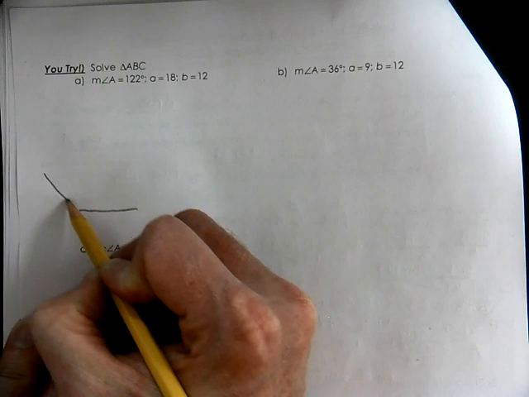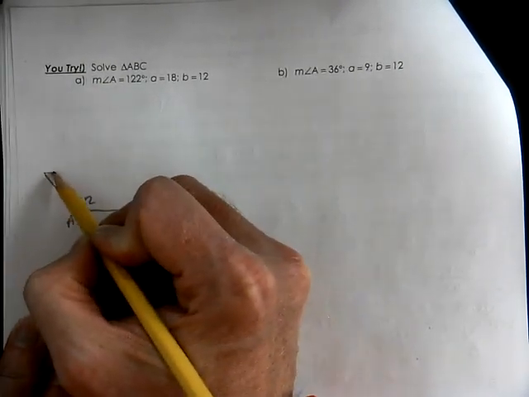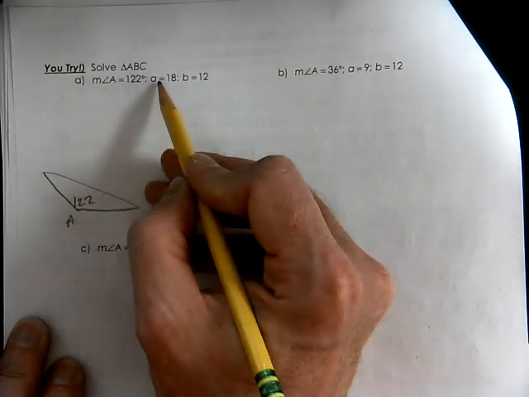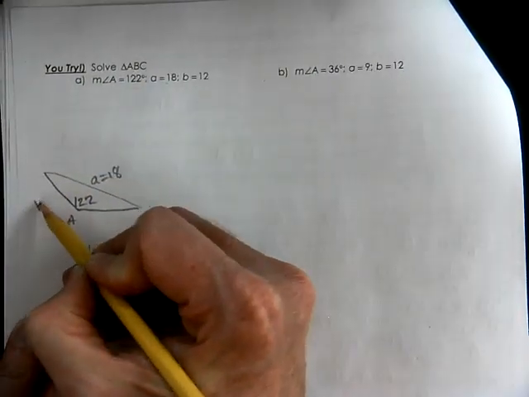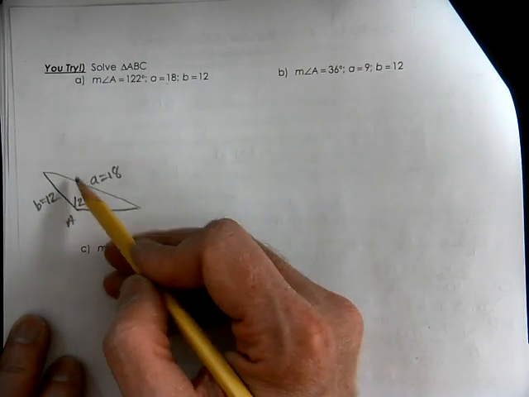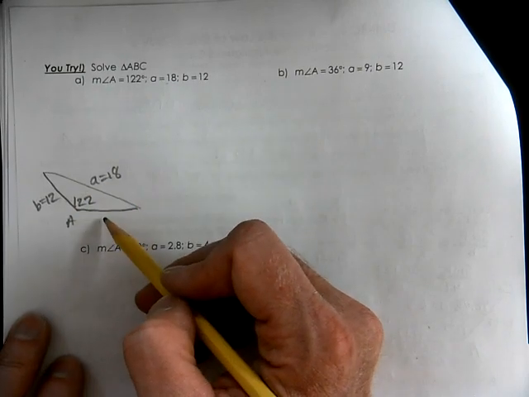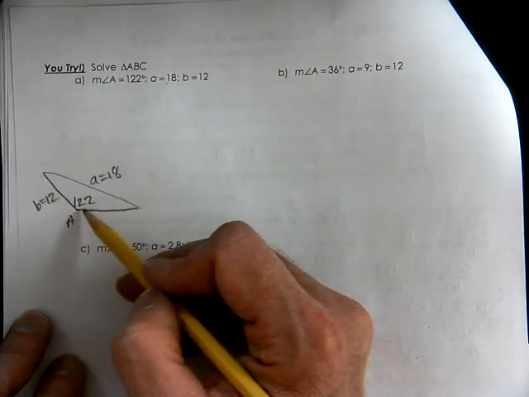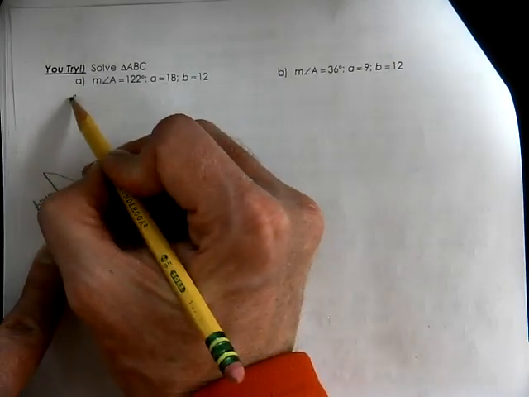Here we'd have an obtuse angle of 122. We have this long side of A, which is 18. And as long as that's longer than this 12, it's got to be longer than the side next to it for an obtuse angle, then we have one triangle. So we're going to go about trying to find out all these values.